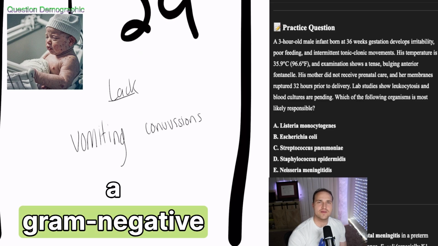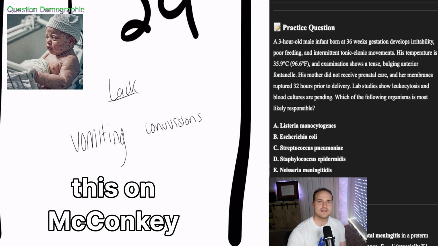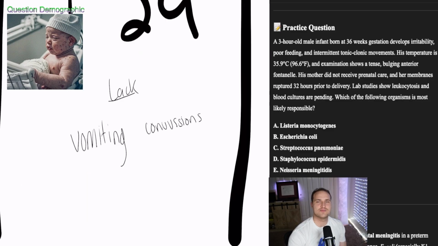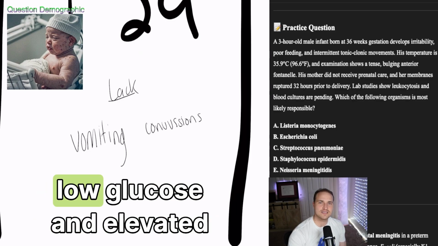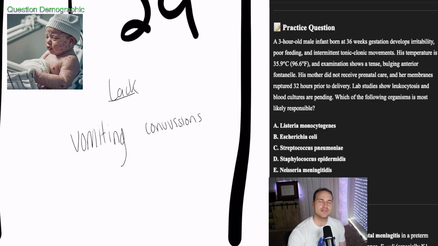And this is a gram-negative lactose-fermenting rod. And so you can easily identify this on MacConkey agar. It causes a fulminant presentation, so poor feeding, temperature instability, bulging fontanelle, seizures and coma. CSF findings in bacterial meningitis are going to include a high white blood cell count with neutrophil predominance, low glucose, and elevated protein. The elevated protein is due to the increased permeability and the inflammation. Low glucose is because the bacteria are just going to be chomping away. They're going to be eating that glucose.